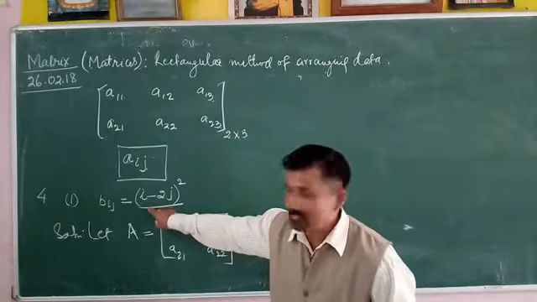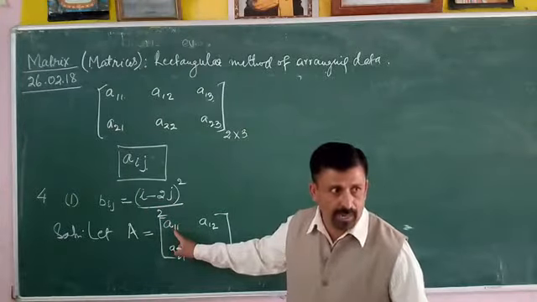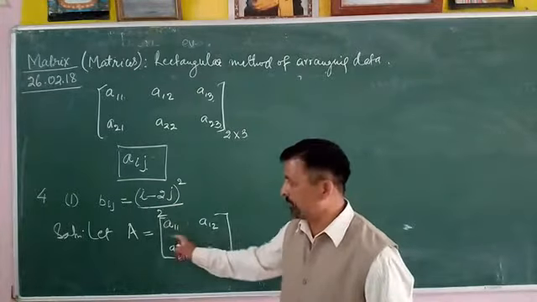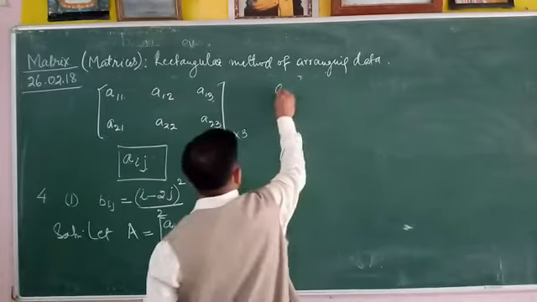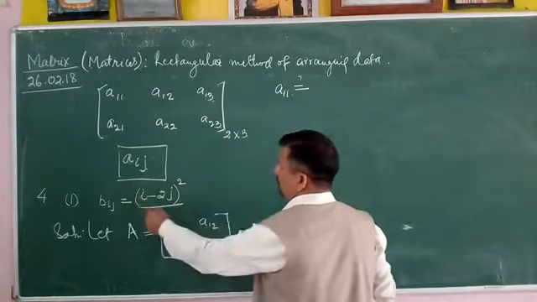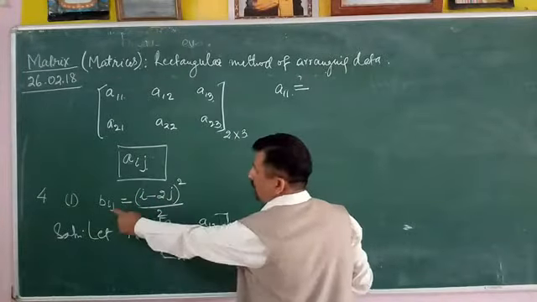Is it okay? Yes, sir. So, you know that the first element of this is the value of your I, and the second number is the value of your J. So first I am going to calculate the value of this one, A11. To find the value of this element, I will use this condition. Clear? Yes. So A11 is equal to Bij.